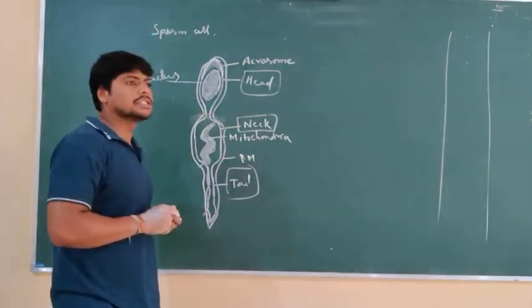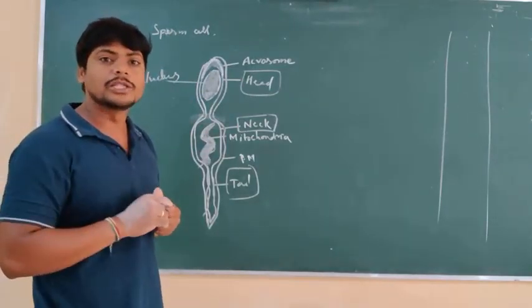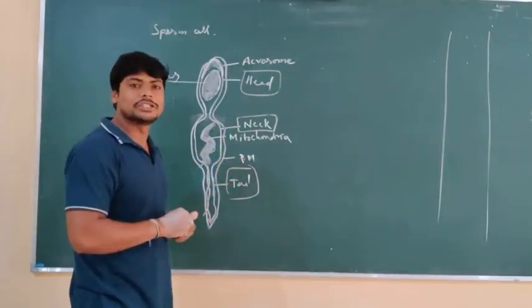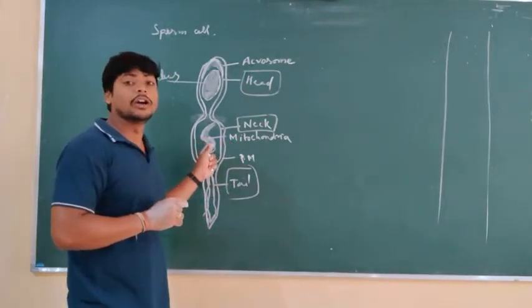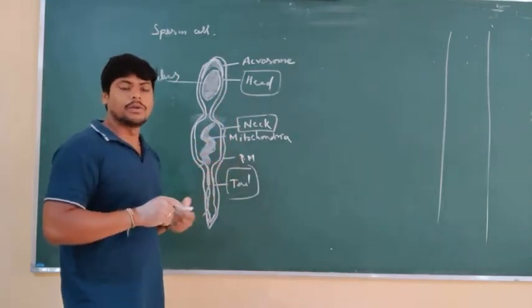The neck region consists of mitochondria. What is the use of the mitochondria? It produces energy. What is the use of that energy produced? It is for the motility of the sperm cell to reach the ovum.